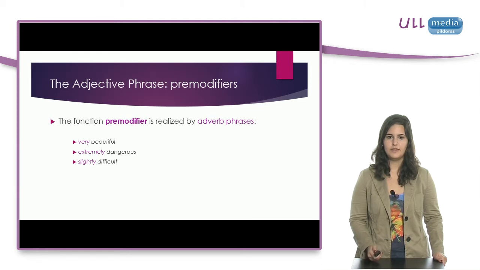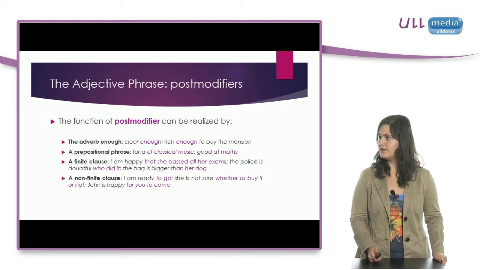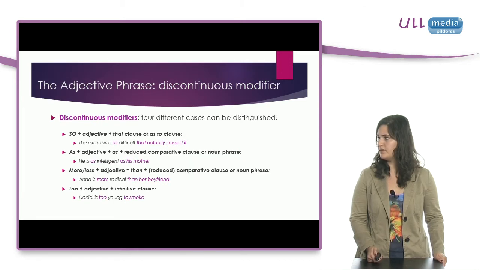On the one hand, the function of pre-modifier is realized by adverb phrases. For example, very beautiful, extremely dangerous, or slightly difficult. On the other hand, the function post-modifier can be realized by the adverb enough, for example, clear enough, a prepositional phrase, for example, good at math, a finite clause, I am happy that she passed all her exams, or a non-finite clause, for example, I am ready to go.